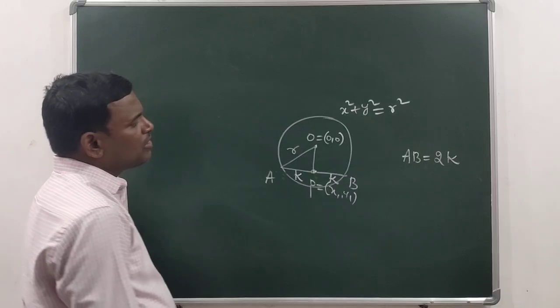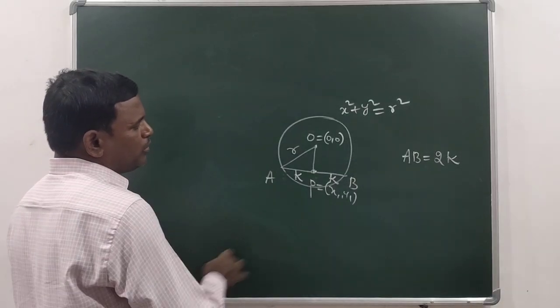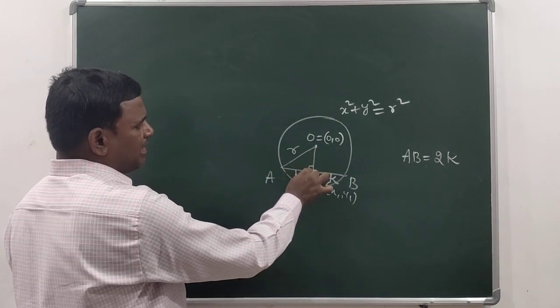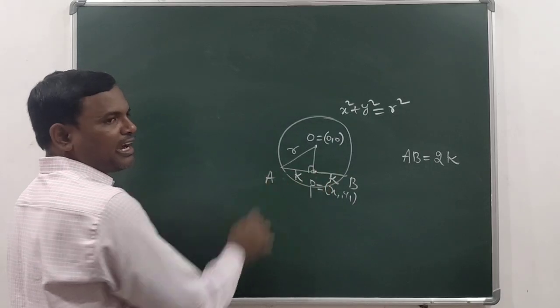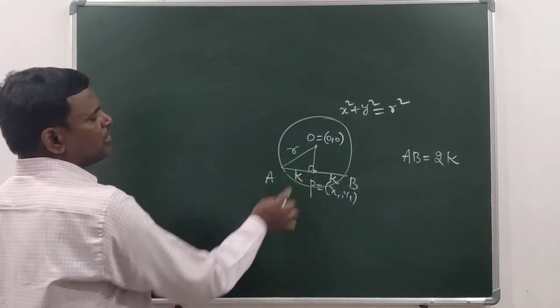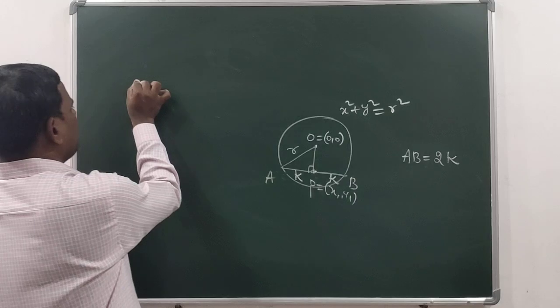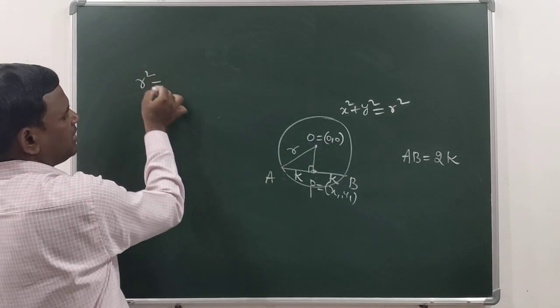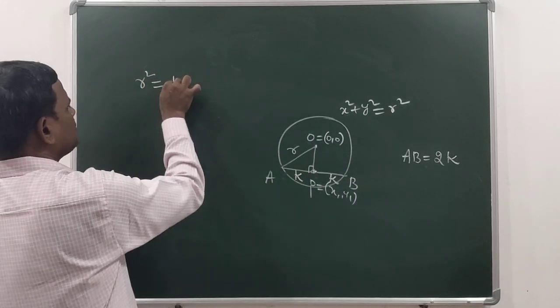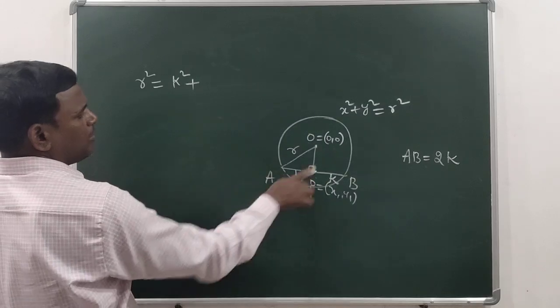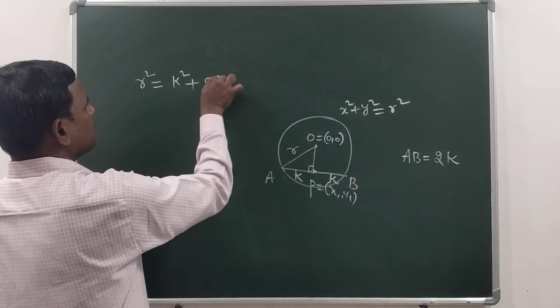Now take this right angle triangle OPA and apply the Pythagoras theorem. Which is the hypotenuse? OA. OA means here r. So r square is equal to AP square, and AP square means k square, plus OP square.